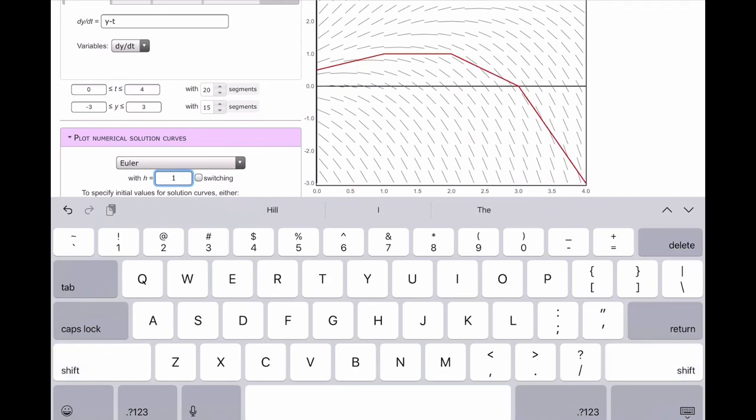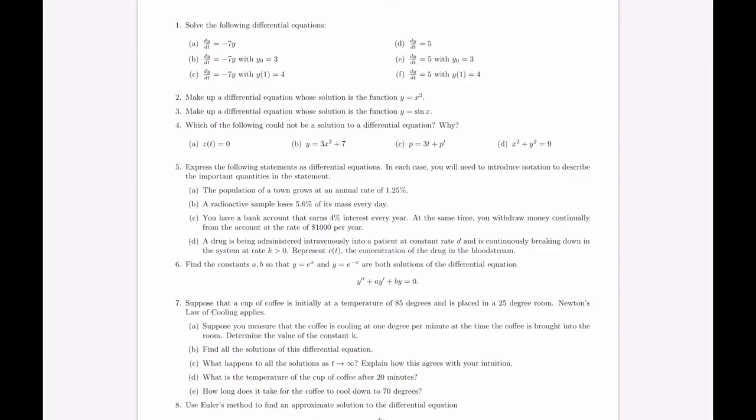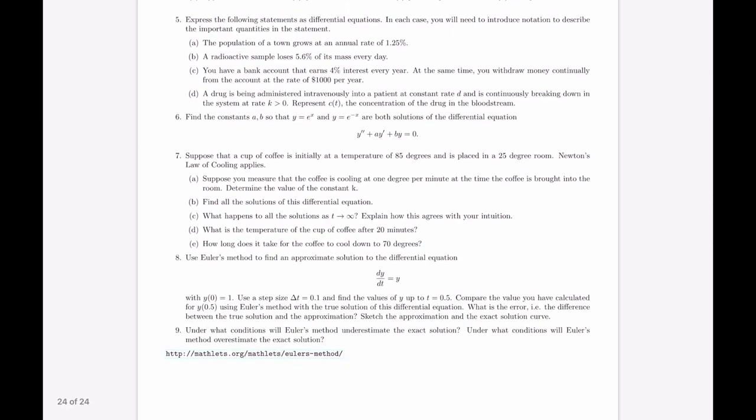And then here, let me emulate our original solution, which was this, an increased slope and then a flat slope. On the last slide here, you will find additional problems that span the entirety of this chapter. There are problems on the solutions of differential equations, there are problems on a couple of applications, as well as problems for Euler's method. Also check out this website for yet another way to use Euler's method calculator.